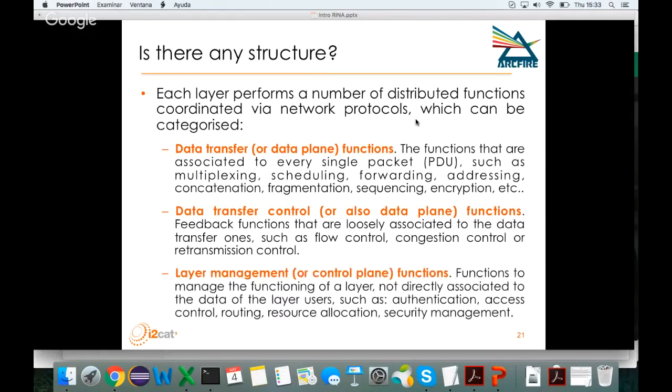And finally, we have the protocols or the functions that manage the data plane, which, depending on the SDO, were called layer management functions, in IEEE for example, or control plane functions in the IETF. So these are functions to manage the functioning of a layer, like, for example, authentication, access control, routing, resource allocation, security management, and so on. So we can see that there is some structure, and we can leverage that later when we look into designing an architecture that has more unifying power than the one we have today.